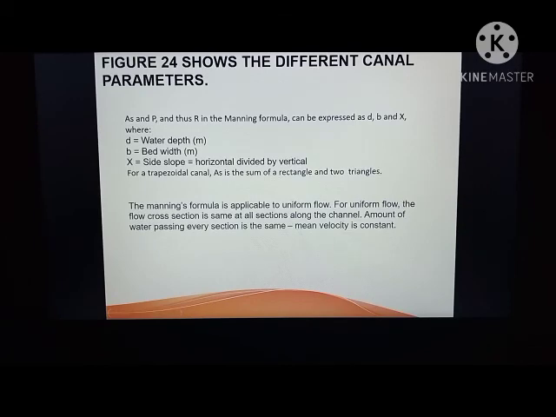Next, A, P and thus R in the Manning formula can be expressed as D, B, and X, where D is equal to water depth, B is equal to bed width, X is equal to side slope or equal to horizontal divided by vertical. For a trapezoidal canal, A is the sum of a rectangle and two triangles. The Manning formula is applicable to uniform flow. The amount of water passing every section is the same, meaning velocity is constant.